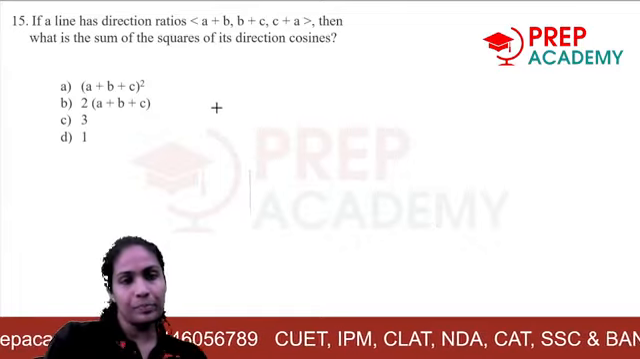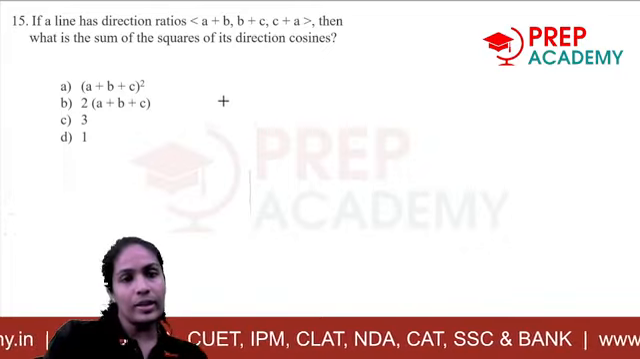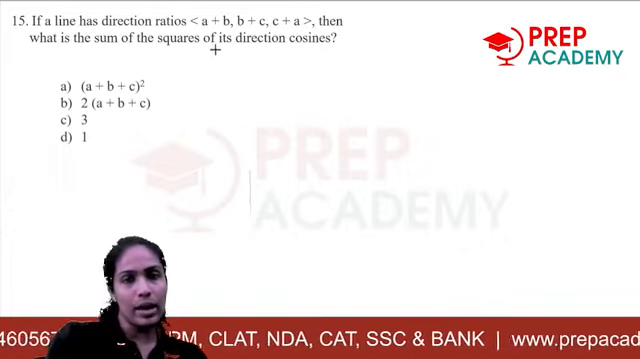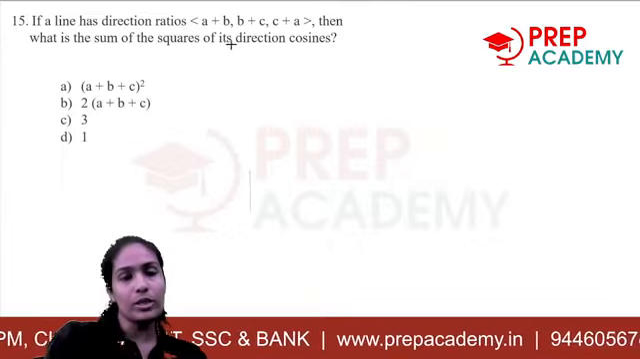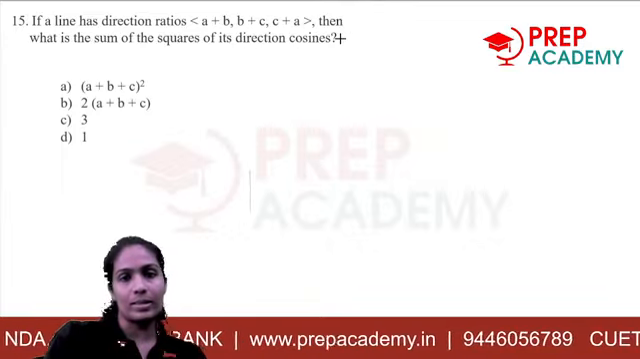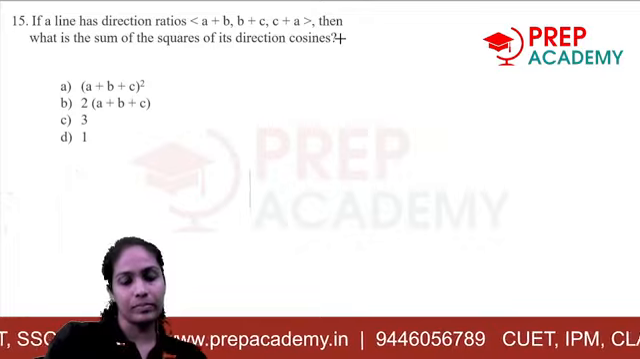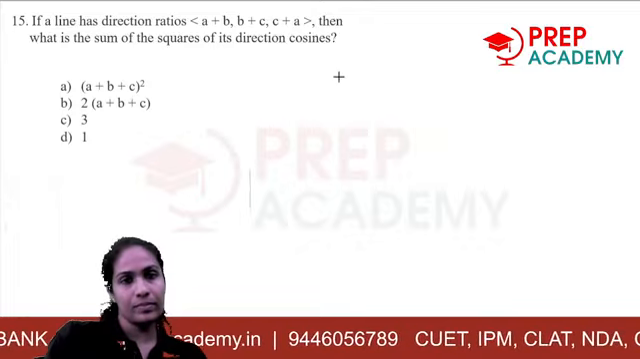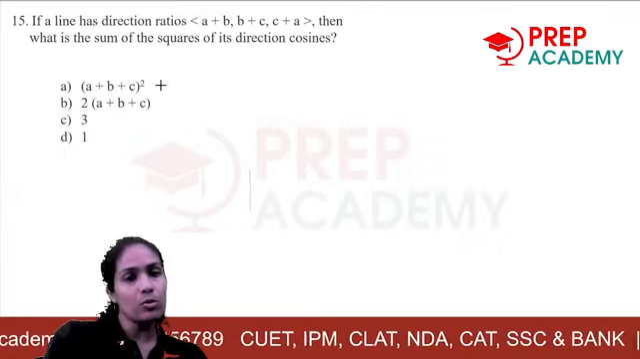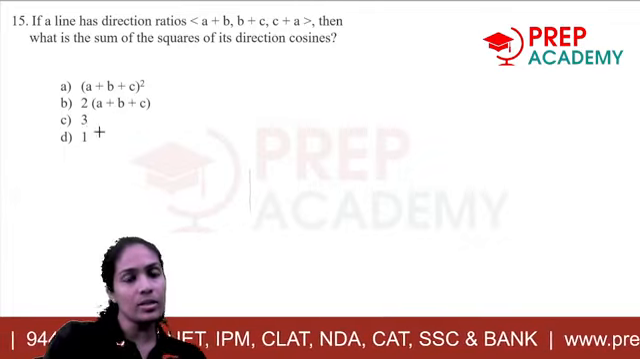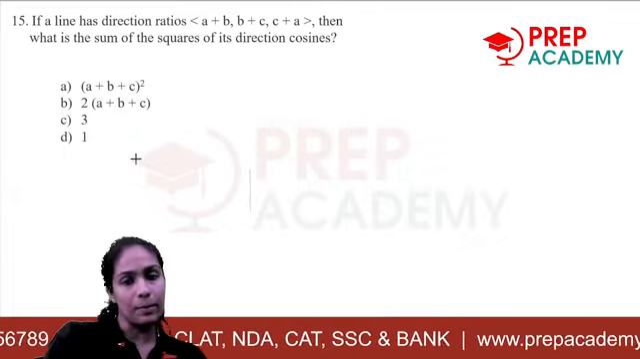Next question. The line has direction ratios A plus B, B plus C and C plus A. Then what is the sum of the squares of its direction cosines? Option A, A plus B plus C the whole square. Option B, 2 into A plus B plus C. Option C, 3 and option D, 1.